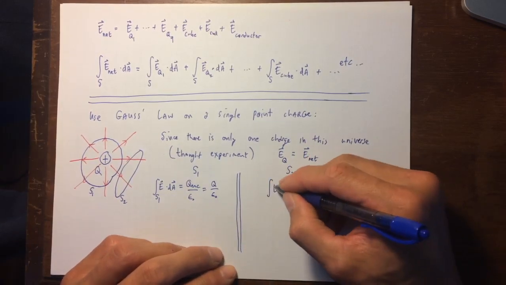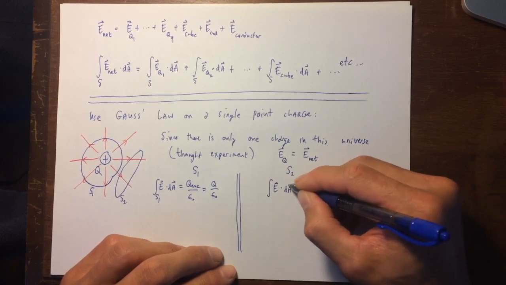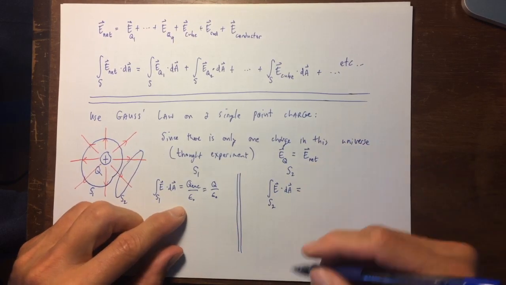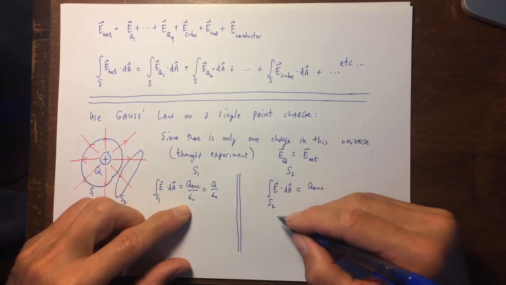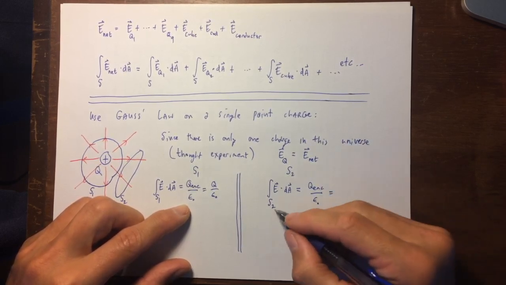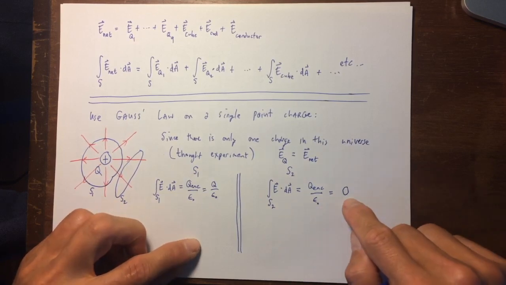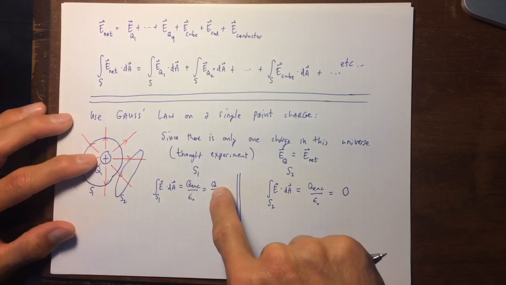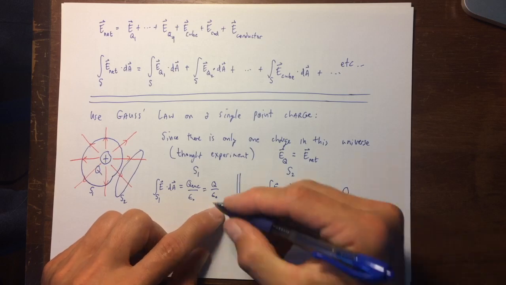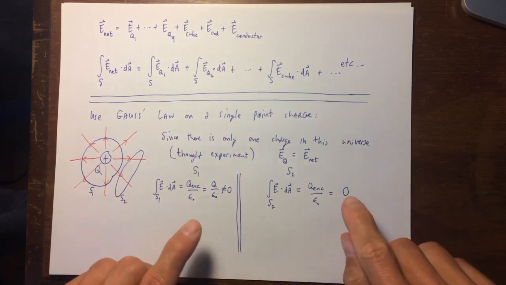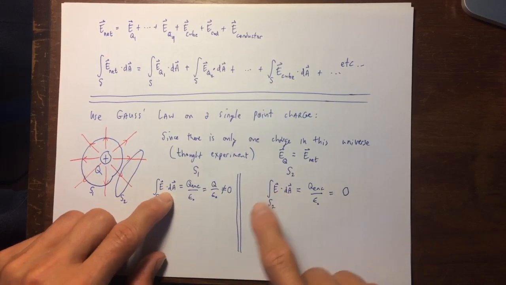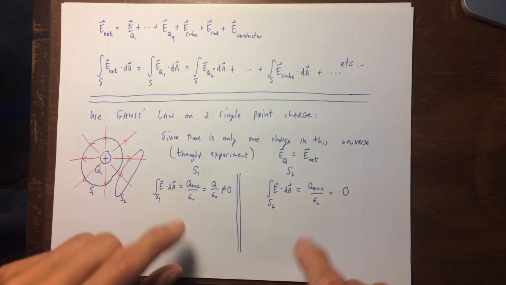If I look at the electric field dotted with area elements over S2, though, it's equal to Q enclosed in S2 divided by epsilon 0, but the Q enclosed in S2 is 0. Whereas this one, if we genuinely have a point charge in there, this is not 0. So I've got 0 here and not 0 there. So these two surfaces have different fluxes. Gauss's law is telling us they'll have different fluxes.